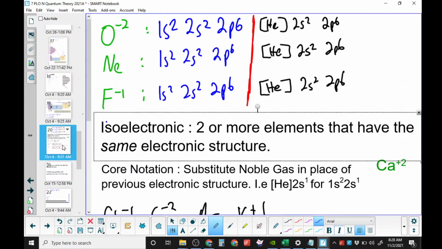So when we write electronic structure, instead of writing out the entire electronic structure, we can take the electronic structure of the previous noble gas. So not the noble gas in the same row it's in, but the previous one. The structure of helium is 1s2. So you can substitute helium in for 1s2 for these three. The other thing we did last day is that these are isoelectronic because they all have the same electronic structure: O minus 2, added 2 electrons, neon, and fluorine where you add 1 electron.